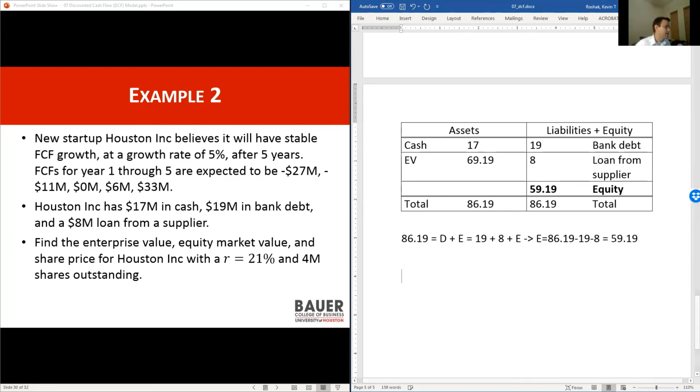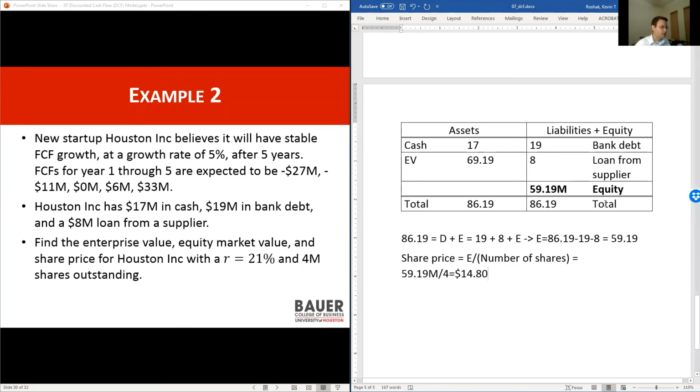Okay. And then last thing, we're going to find the value of each share. If the equity is worth 59.19 million, the share price is going to be the value of the equity divided by the number of shares. So we have 59.19 million divided by 4 million shares outstanding. So we'll get about 15. Let's see what it is exactly. Yeah, 14.80.